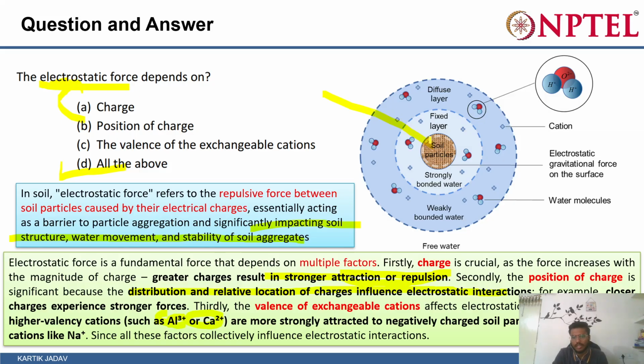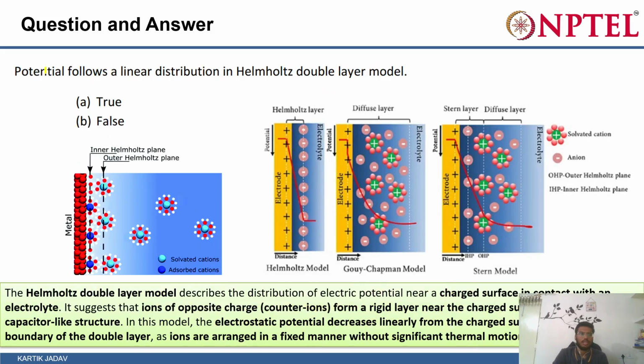You can see this figure, right? These are soil particles, and the soil particles have three kinds of layers. One is a fixed layer, then we have the diffuse layer and weakly bound water. The fixed layer has strongly bound water, while the diffuse layer has weakly bound water, also known as free water. The correct answer is option D.